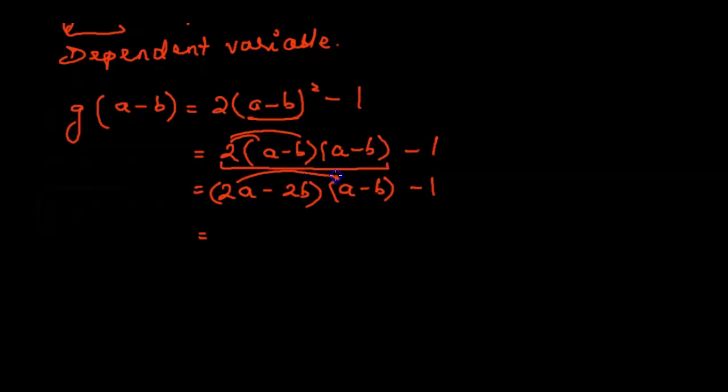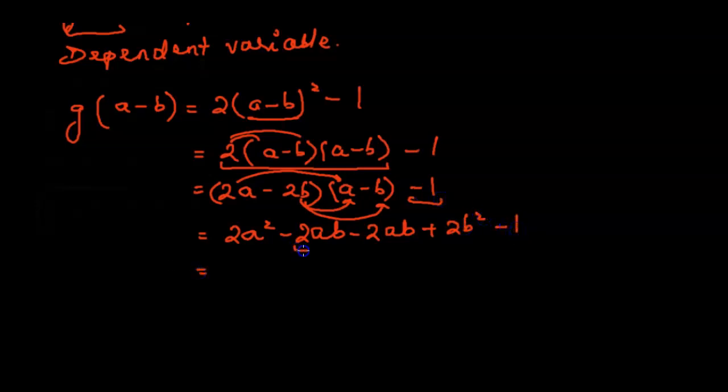I would get 2a times a, which is going to give me 2a squared, minus 2a times b gives me minus 2ab, minus 2b times a gives me minus 2ab again, minus 2b multiplied by minus b gives me plus 2b squared. And this minus 1 comes as is behind it. I can collect my like terms, so I would get 2a squared minus 4ab plus 2b squared minus 1. And this would be my final answer.